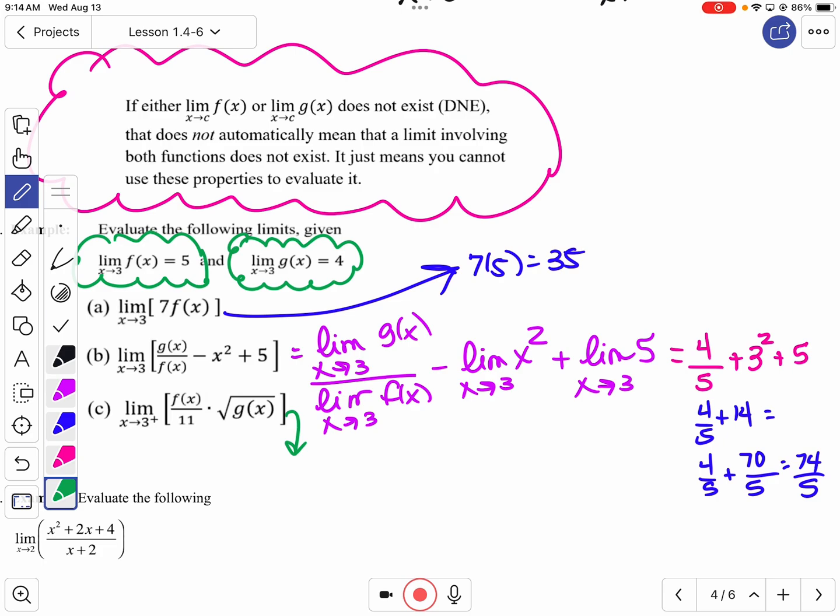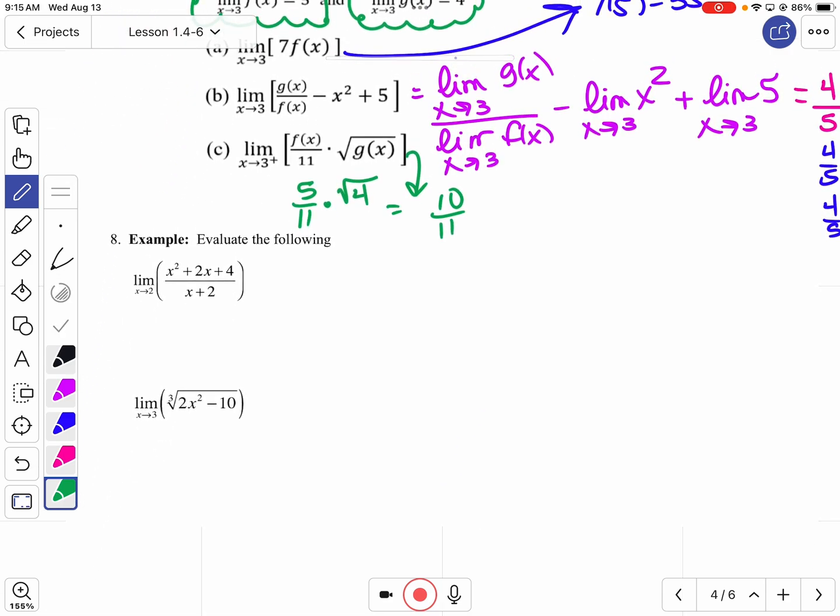So when we plug this one in, f of x divided by 11, so that would be 5 over 11, times the square root of g of x, so the square root of 4. So 10 over 11. Okay. All right. Question about those. So that's when they don't give you the functions, but they give you values for the limits. We can use properties that way. All right. Same thing holds true for these last two. All right. Direct substitution. Go. See what you can do. Can you evaluate those limits?